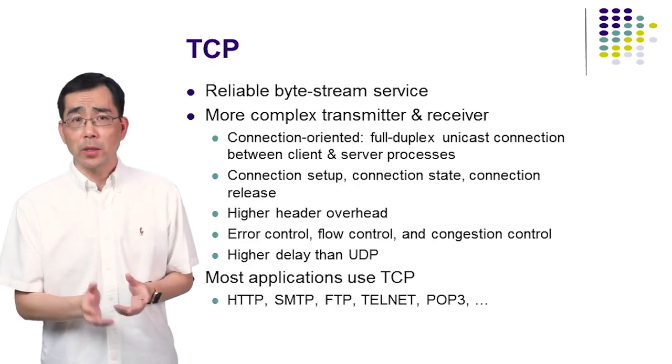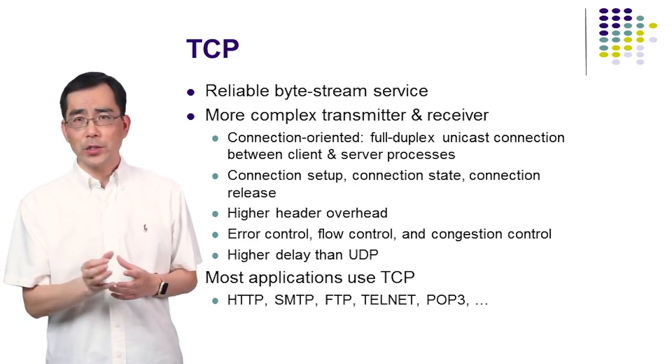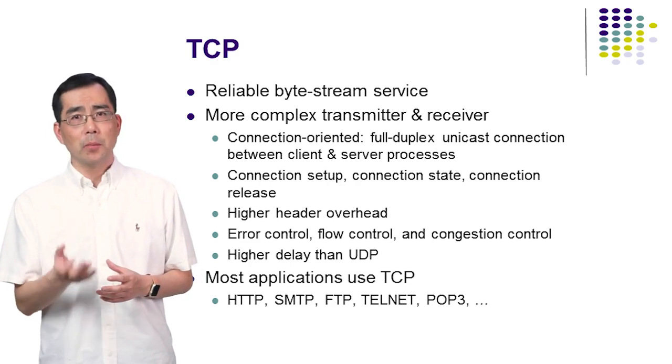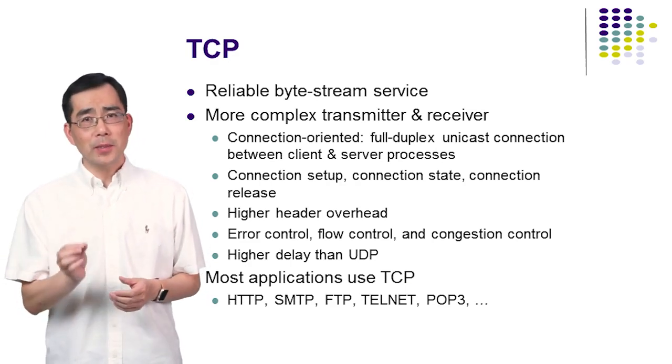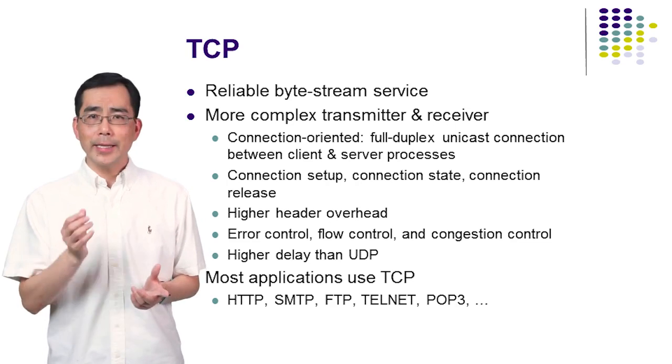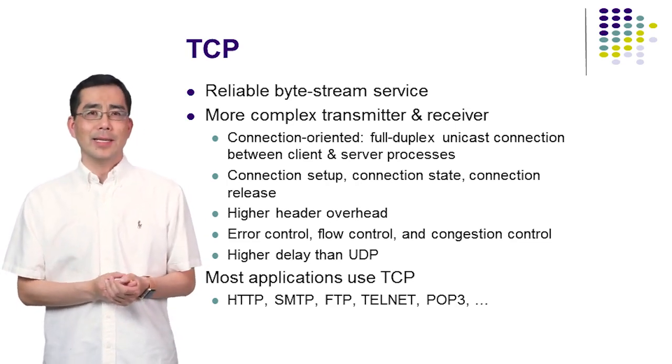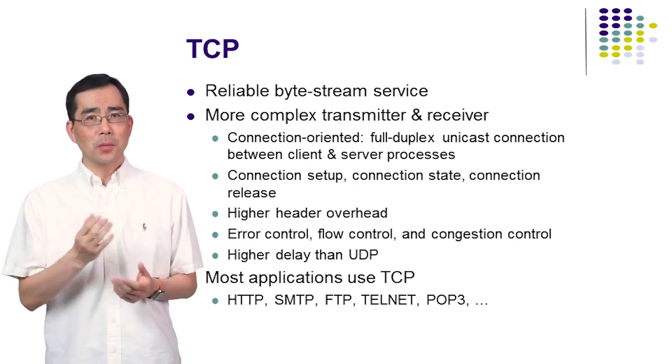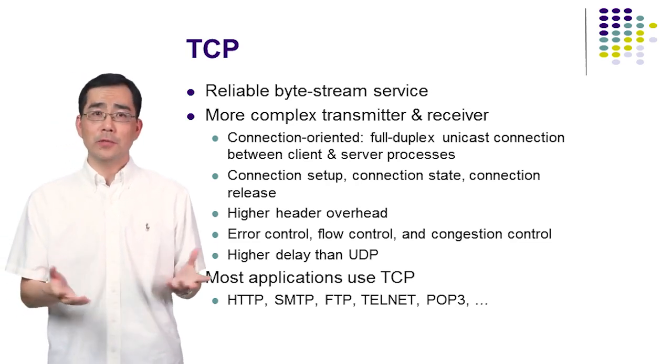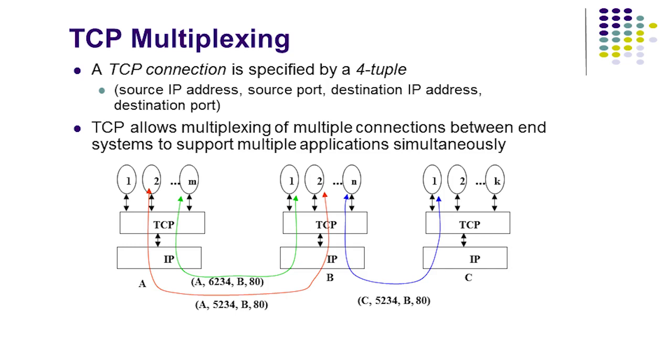The Transmission Control Protocol, TCP, provides a connection-oriented, reliable, in-sequence, byte-stream service. It enables error control, flow control, and congestion control mechanisms. It has high overhead, but most applications use TCP because of the reliability. A TCP connection is uniquely identified by 4 parameters: the sender IP address and port number, and the destination IP address and port number. An end system can then support multiple simultaneous TCP connections.